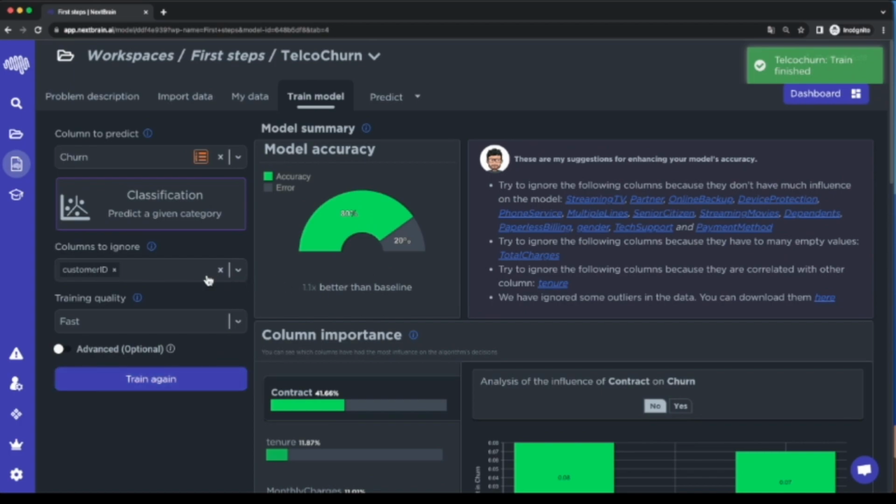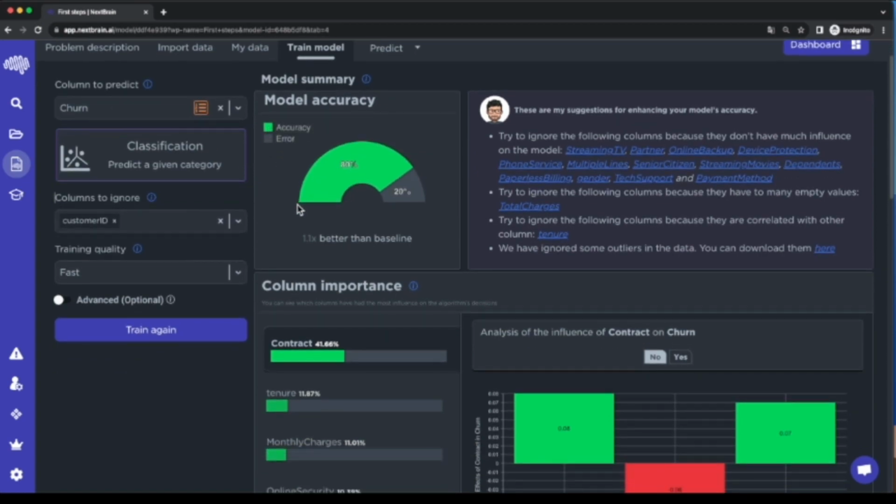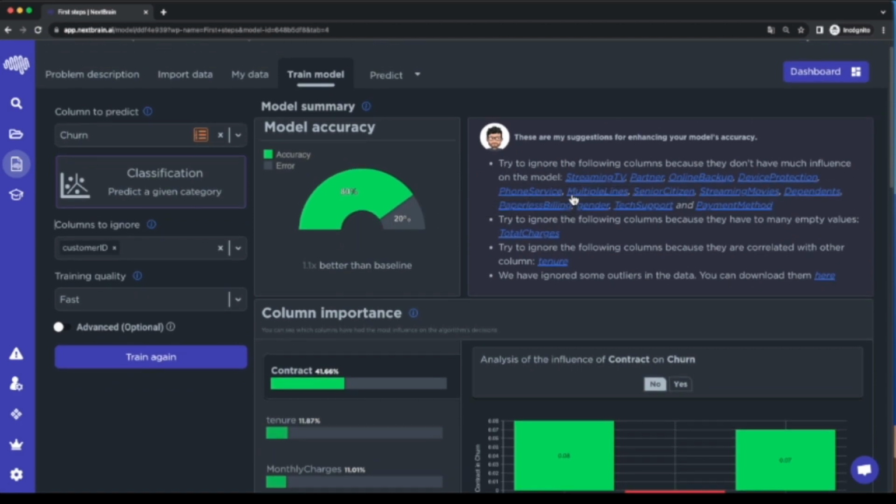Okay, NextBrain has produced a model with 80% accuracy. So, it's able to correctly predict 80% of the churn column assignments, yes or no. We have a lot of suggestions here because the model has seen that there are some columns that are not having much influence on the model's decision. Some columns that do not have much influence are bringing noise to the algorithm when it's working, so it's sometimes recommended to ignore them. If we want to ignore them, we just click here and they will appear in the columns to ignore.